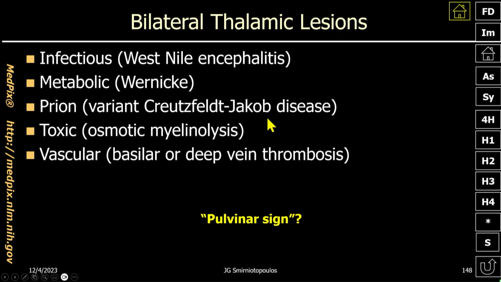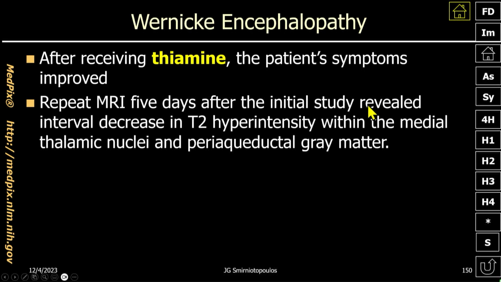It could be a variant CJD, mad cow disease. By the way, people obsess about variant CJD. There are less than 300 cases of variant CJD reported in the literature ever. So if you do see one, let me know so I can make it 301, okay? But that's not that often. And then again, osmotic myelinolysis can also occur in the thalamus, and vascular lesions. But after receiving thiamine, the patient's symptoms improve.